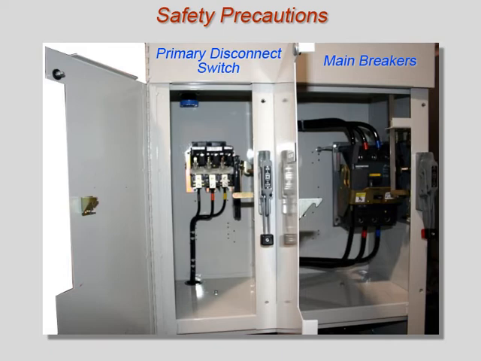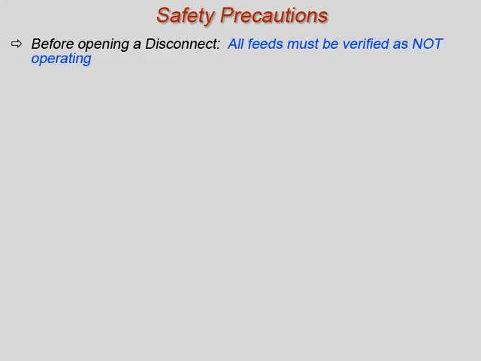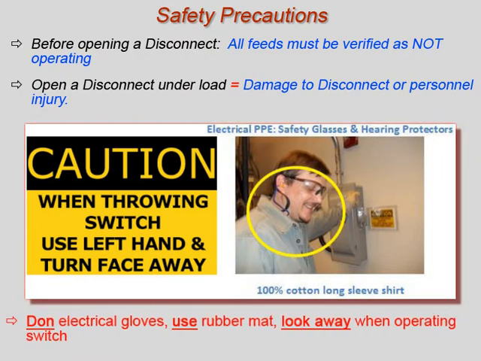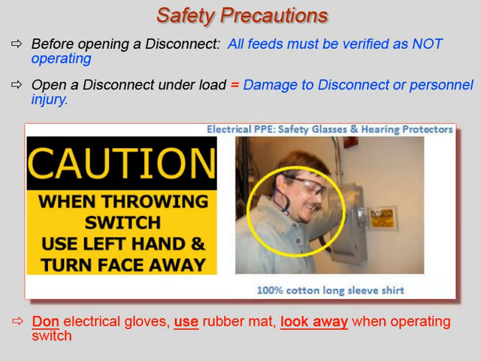A disconnect design does not include arc chutes or any other means to extinguish the arc that is formed when the disconnect is opened. Before a disconnect can be opened, all equipment that the disconnect feeds must be verified as not operating. Opening a disconnect under load can damage the disconnect and cause personnel injury. The operator must don electrical gloves and stand on a rubber mat. Also, stand to the side and look away while operating it.